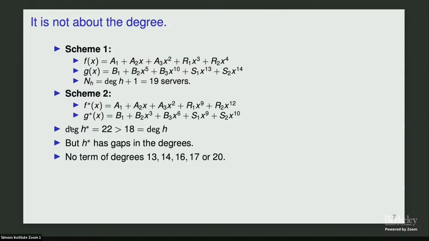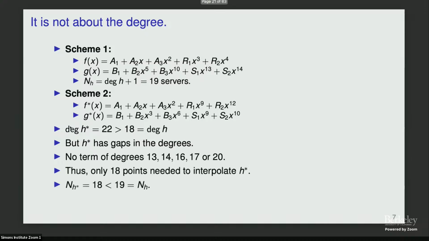You can just look at the sums of the exponents. There's no term that's going to appear with a 13 or a 14 or a 16 or a 17 or a 20, which is equivalent to already knowing that there's a 0 there. So that means you have extra information because of the way you designed it, so you actually need fewer servers or fewer interpolation points to retrieve what you need.